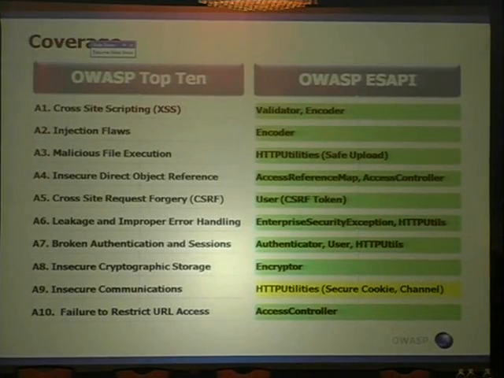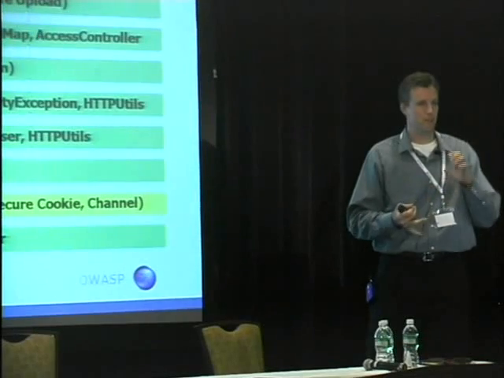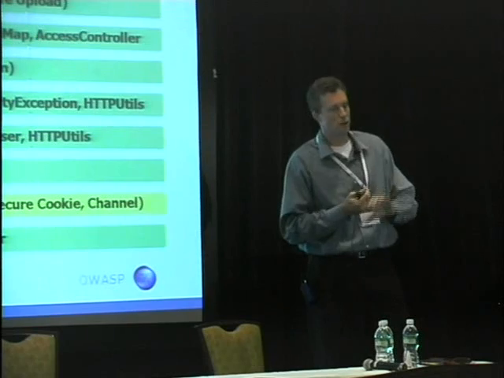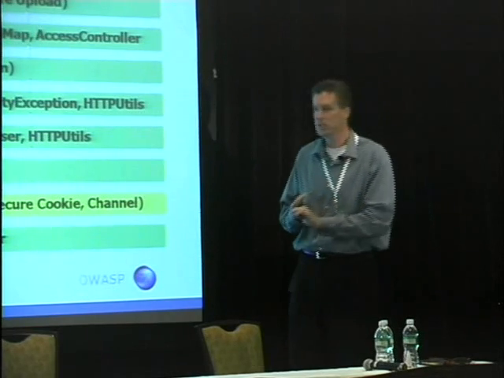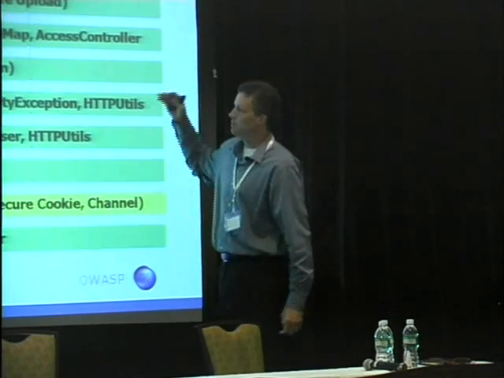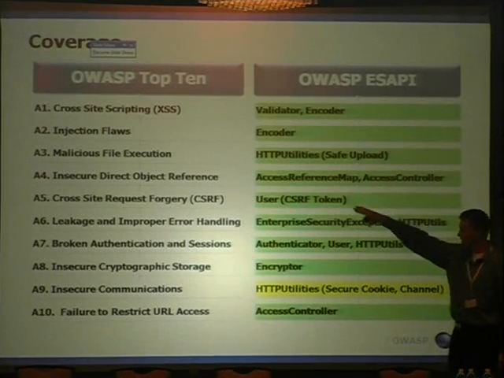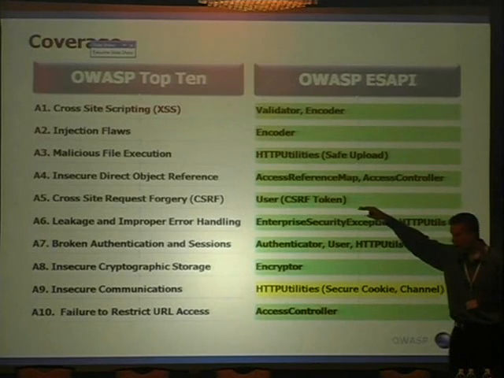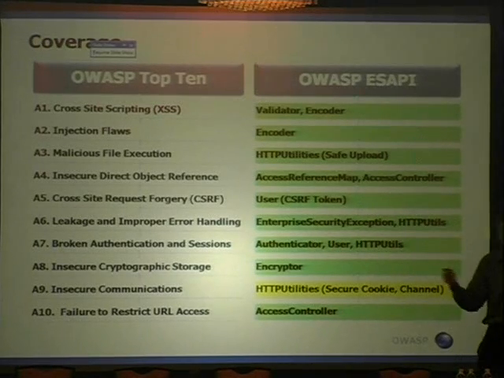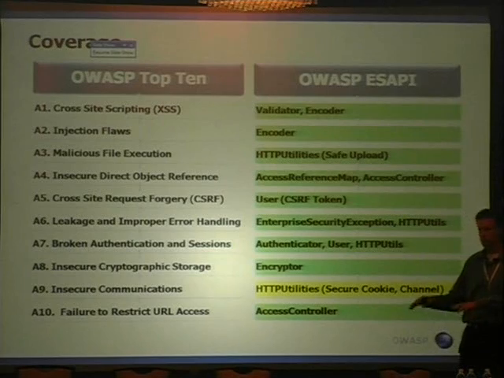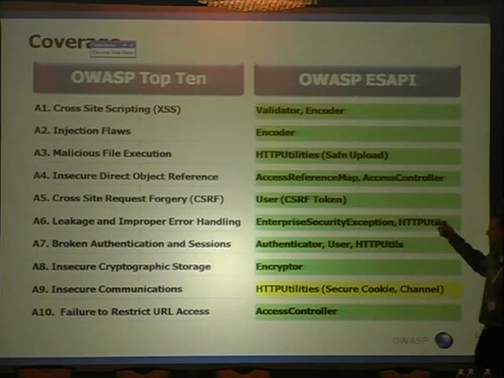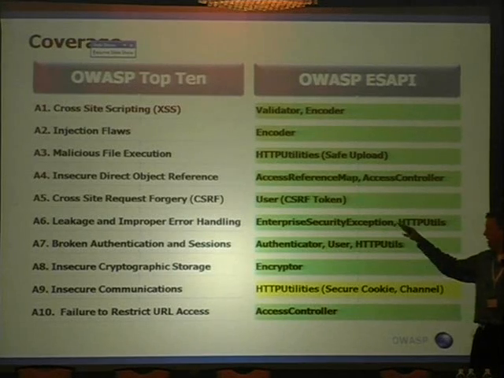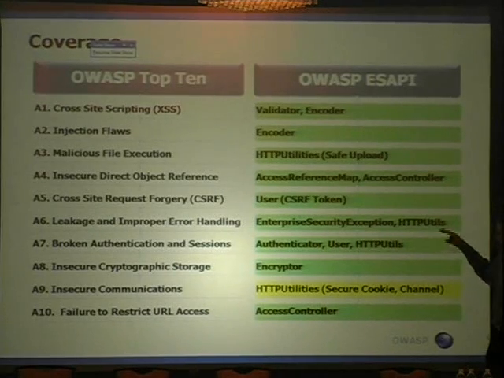That does a whole bunch of checks on any file that gets uploaded to make sure that the file name is legitimate and the size is right and the storage location for it is right, and all that stuff gets checked. I talked about the access reference map for insecure direct object references. We've got CSRF protection built in. There's a token system built in, all based on strong crypto under the hood. There's the exception handling stuff so that you get good error messages and good logging.